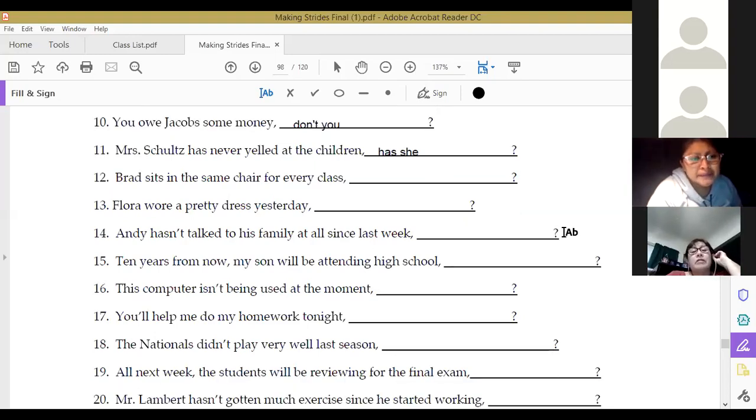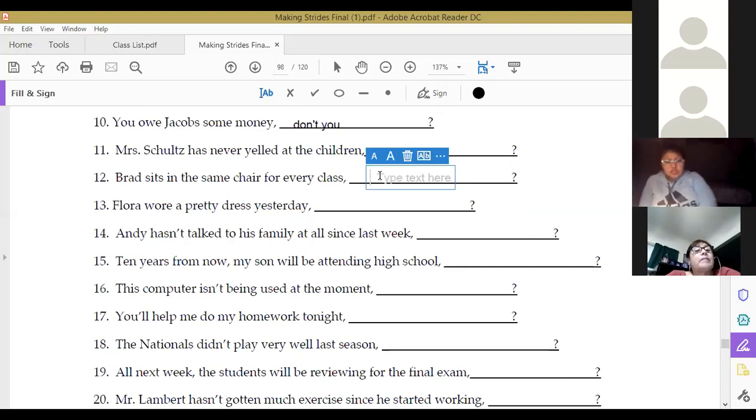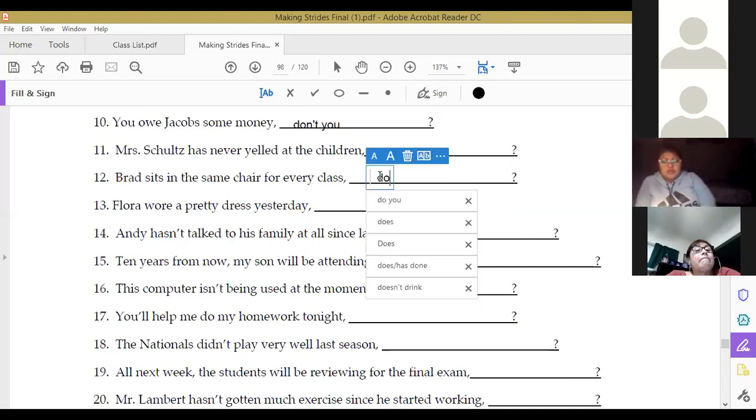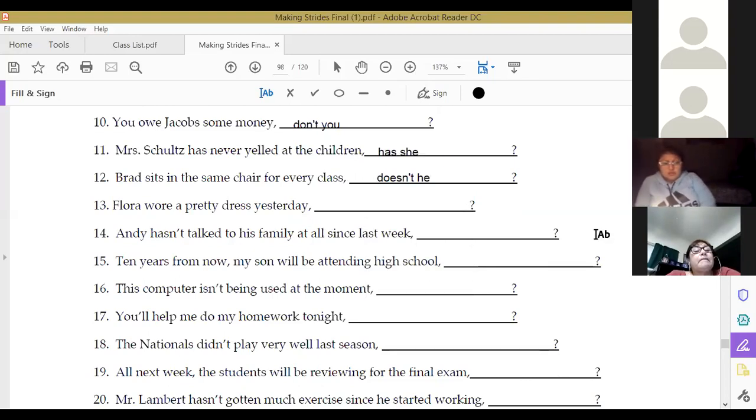All right. Brad sits. Simple present, right? Brad sits in the same chair for every class. Doesn't he? He sits in the same chair for every class. Doesn't he?